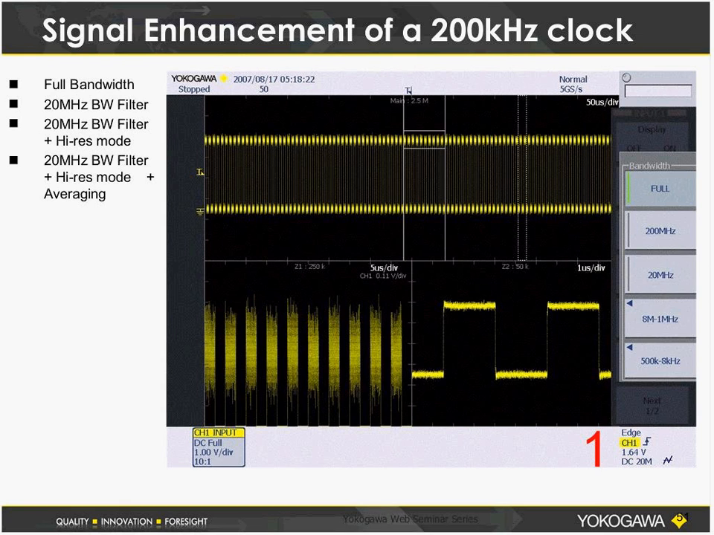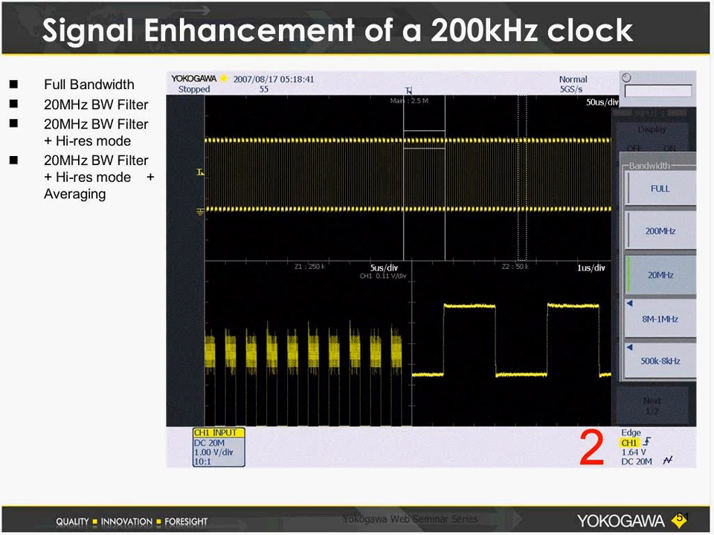So how do we clean that up? The first step that I'm going to do is turn on a bandwidth filter. So I've gone from a full 500 megahertz bandwidth down to 20 megahertz. And certainly that did remove a lot of the display noise, but we still see banding.